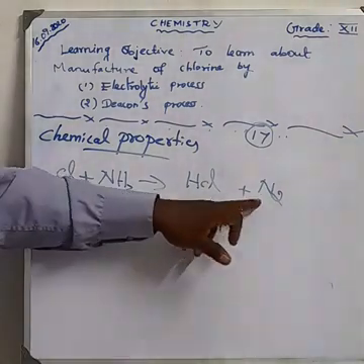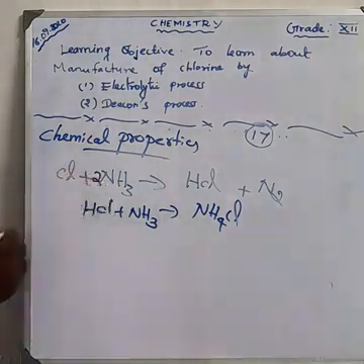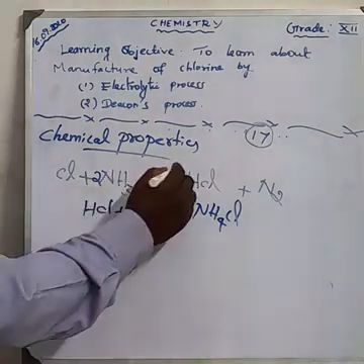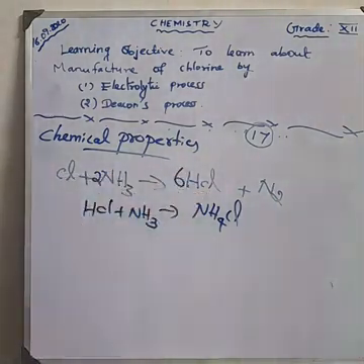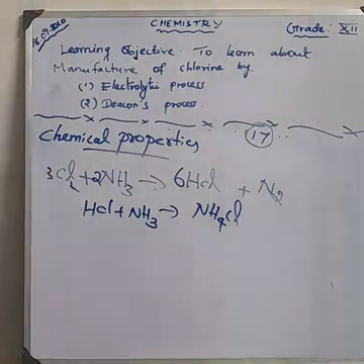Here, how much nitrogen is there? 2 nitrogen, so make it 2 here. How much hydrogen is there? 6 hydrogen, so make it 6 here. How much chlorine is there? 6 chlorine, so 3Cl2. Now the equation is balanced. Am I right?